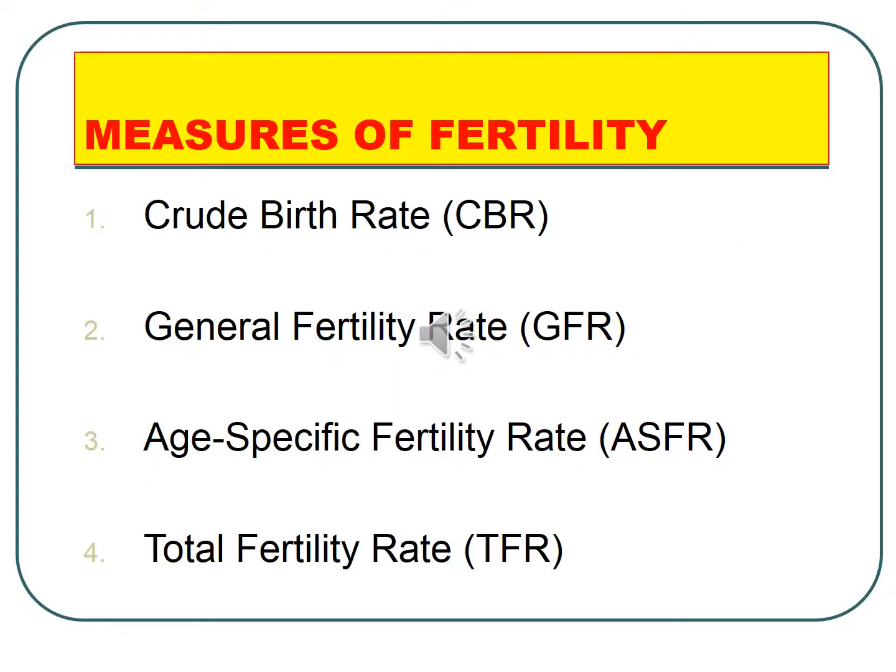There are indices to measure fertility. They include crude birth rate, general fertility rate, age-specific fertility rate, and total fertility rate. We will look into each index in more detail.